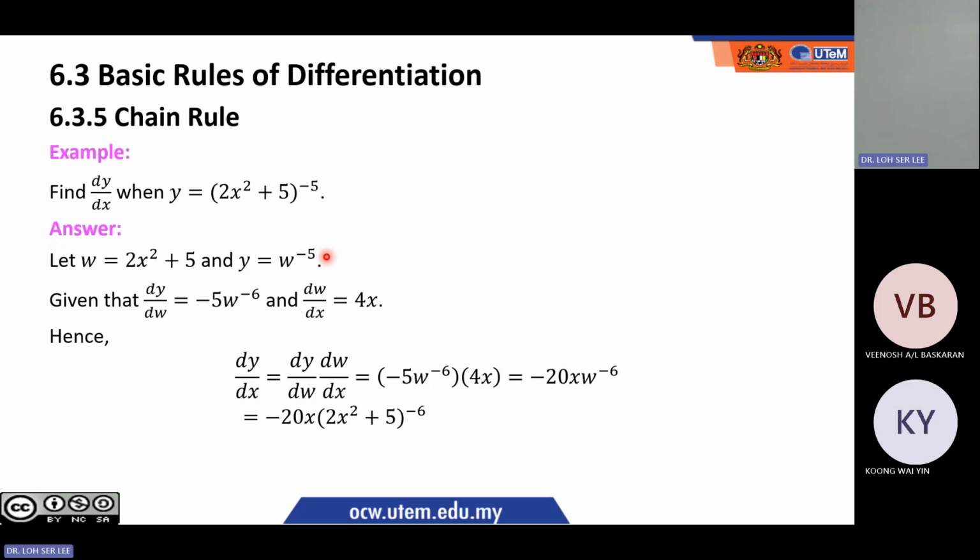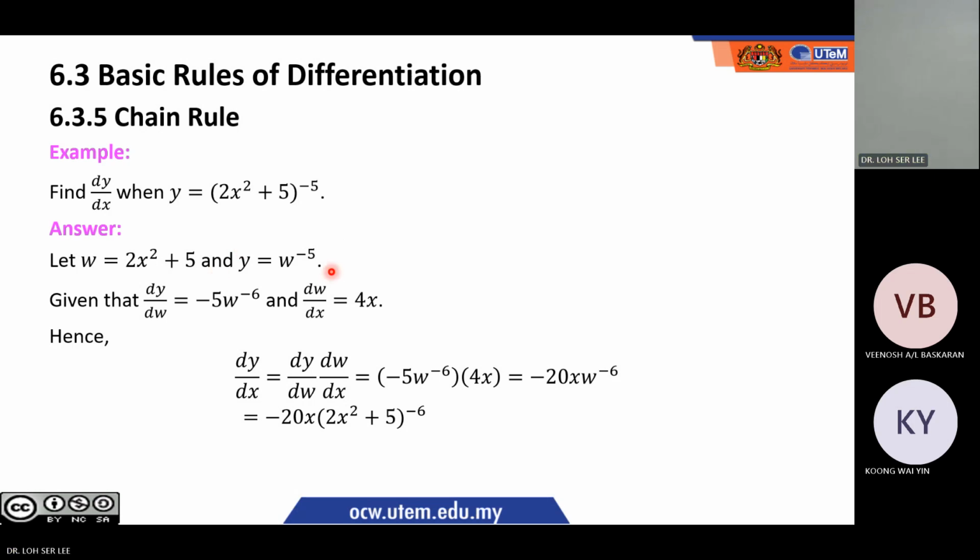Okay, so to get the dy/dx, we write out dy/dx. We have an extra term of w now, so dy/dw times dw/dx. You see these two, we can cancel out this dw. So dy/dw, you have to get from here.